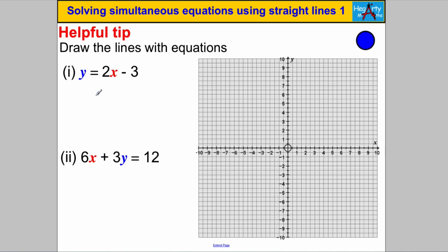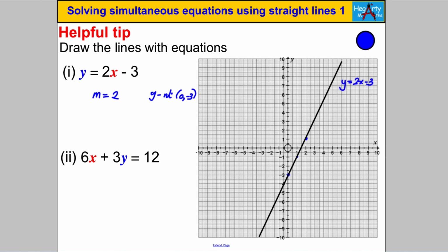Well, this is in the form y equals mx plus c. Our m, or our gradient, is 2. Our y-intercept is going to be 0, negative 3. So if I was drawing this, I would start at 0, negative 3 here. Gradient 2 means across to the right one, up 2, across to the right one, and up 2, etc. And I've got enough points to draw my straight line, and it would look something like that. That would be the equation y is equal to 2x subtract 3.